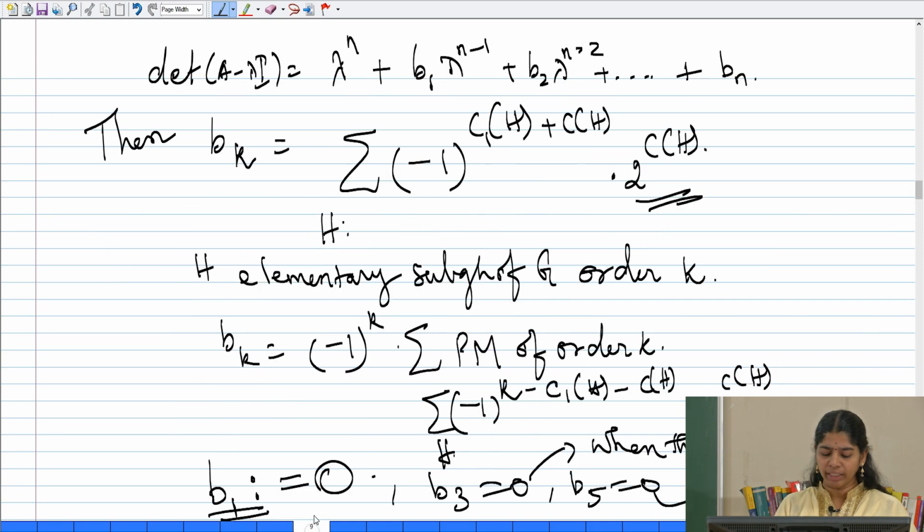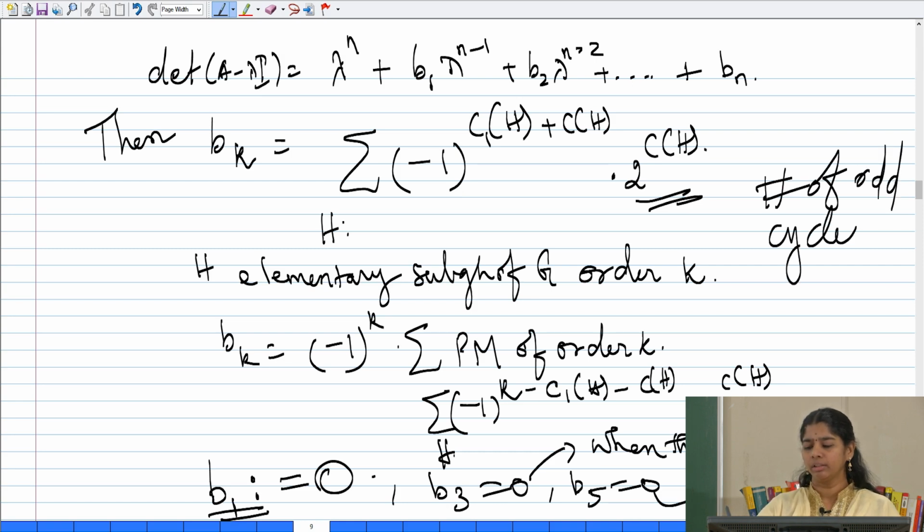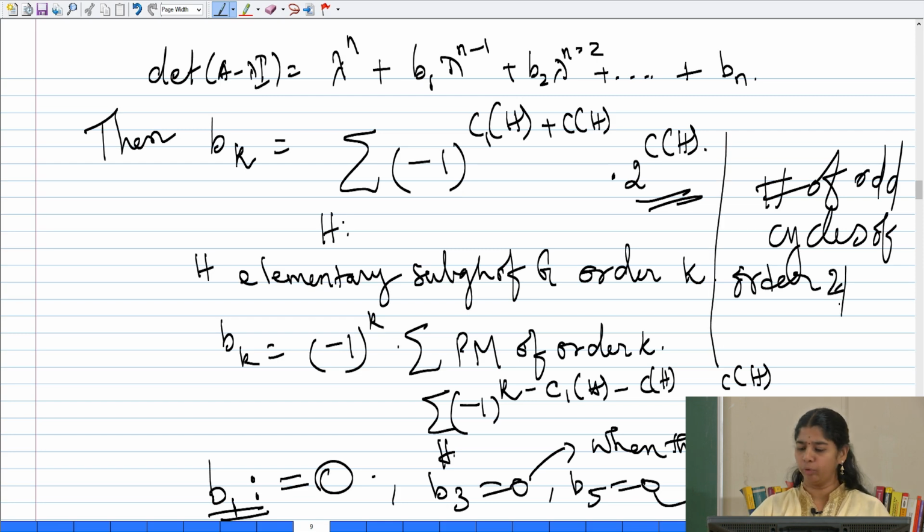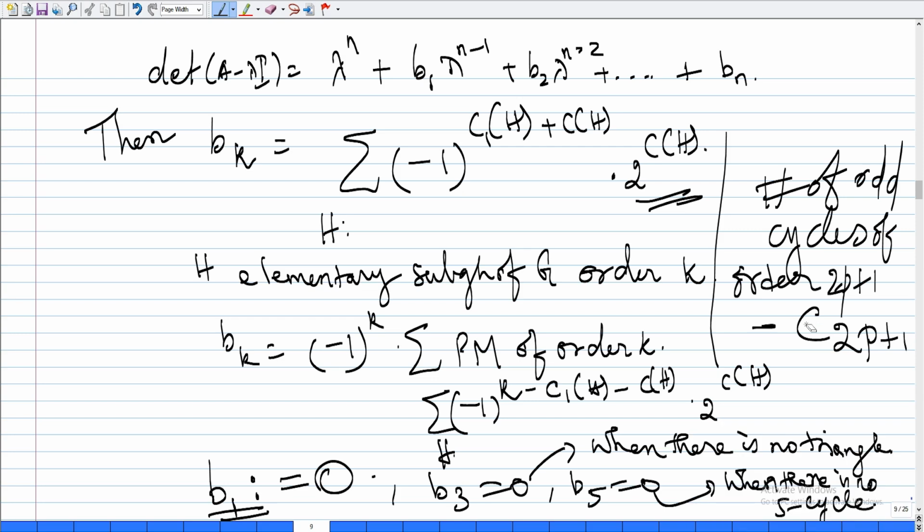So if an odd cycle exists, then the number of odd cycles of a particular order, say of order 2k plus 1, or let me use some other alphabet, say 2p plus 1, is going to be nothing but the negative of this coefficient, B 2p plus 1, by 2, right? It is half of that count, as we have made a double count.